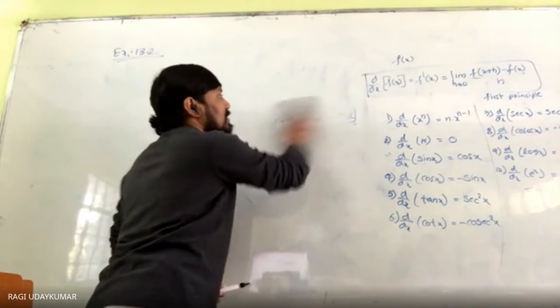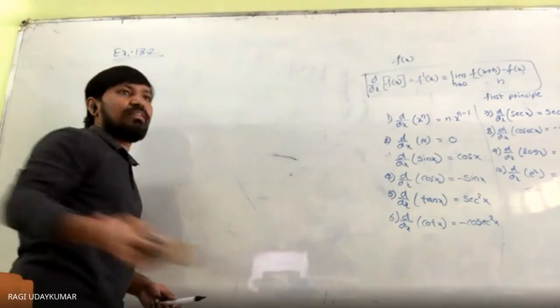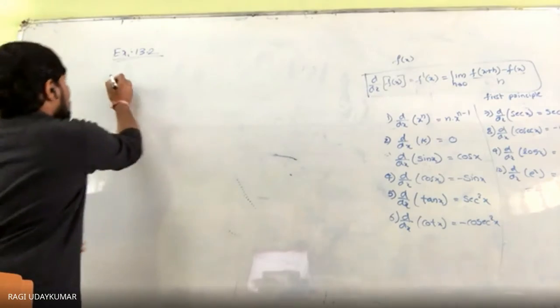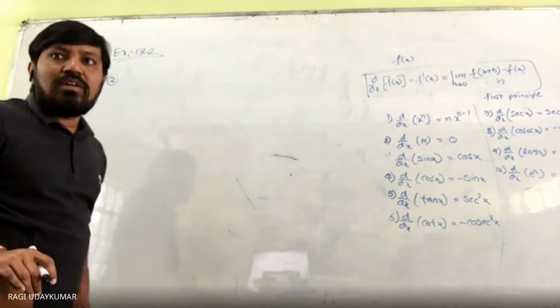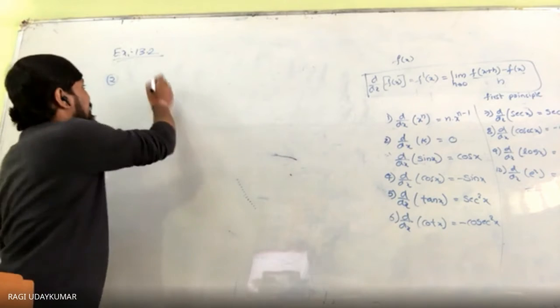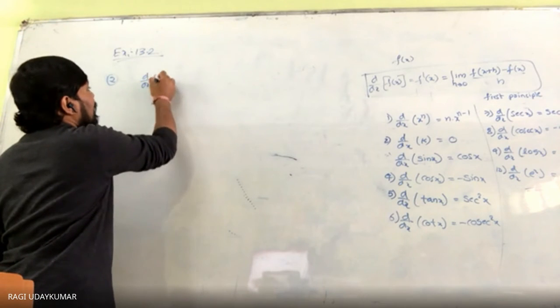So directly with formulas, without using the first principle, let us see what problems there are. Okay, second question, see here: derivative of x at x equal to 1. What is the derivative of x? Can anyone say?